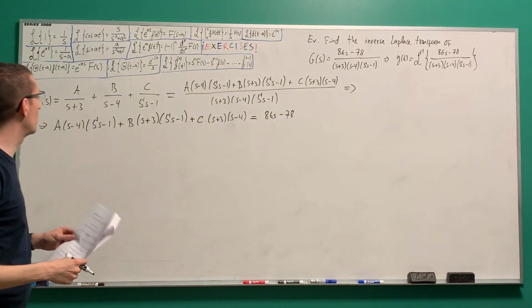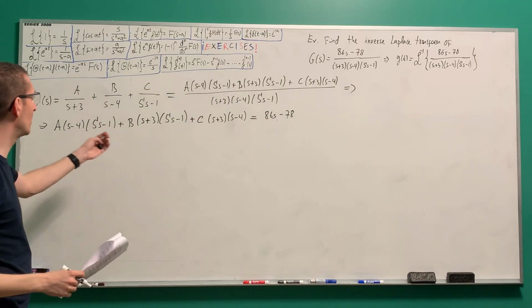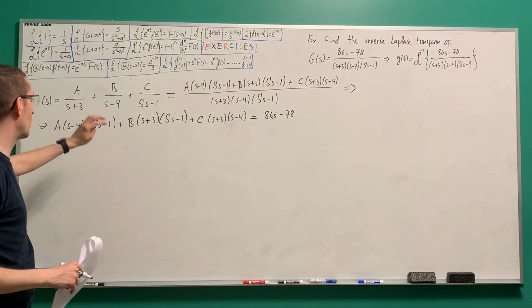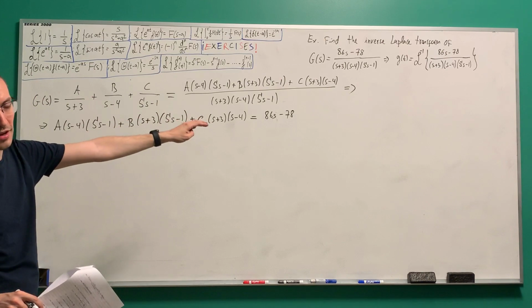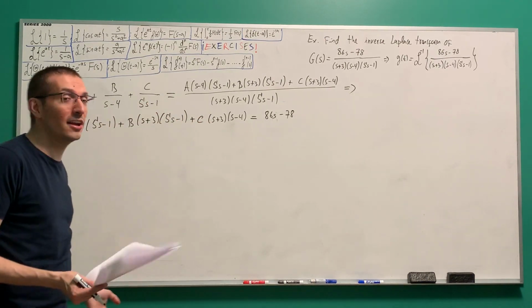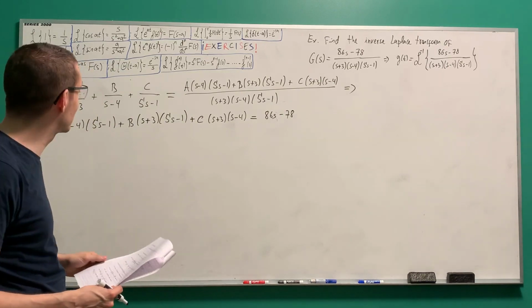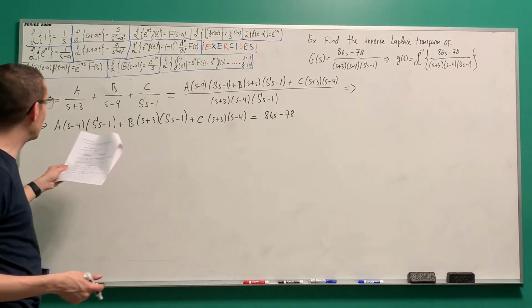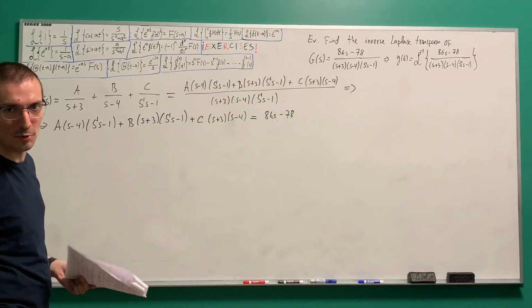Right. So typically what we do is expand this and equate all the coefficients of s squared on the left with all the coefficients of s squared on the right. All the coefficients of s on the left with all the coefficients of s on the right. All the independent terms on the left with all the independent terms on the right. But here, there's a much faster way to do it. We can choose particular values of s that cancel two of the terms and leave only one unknown.